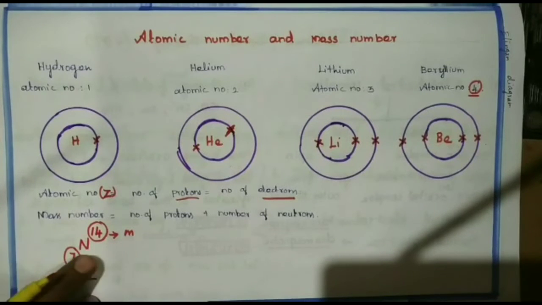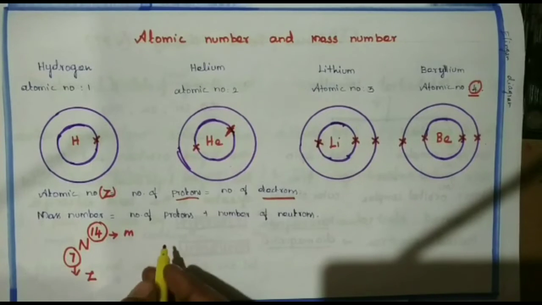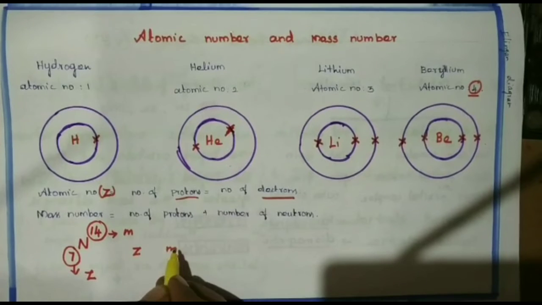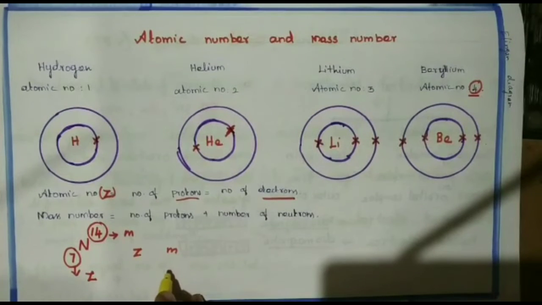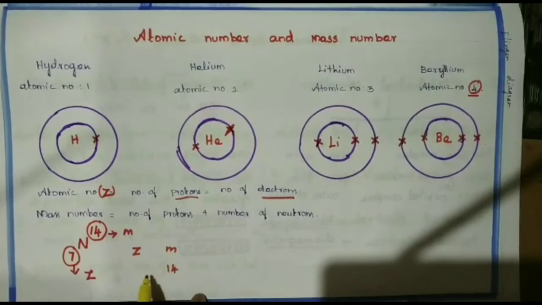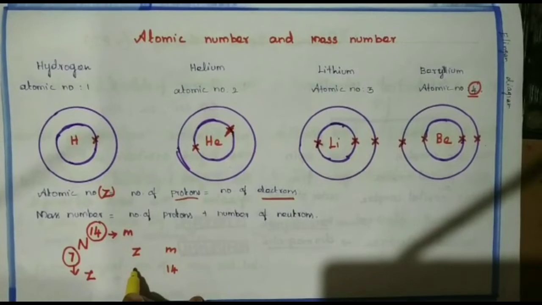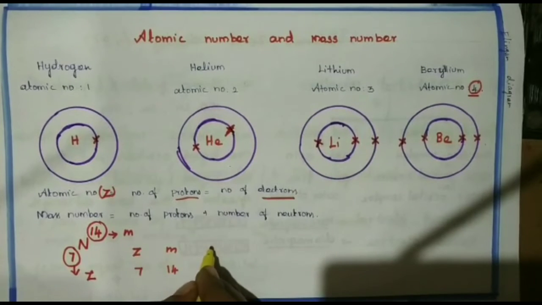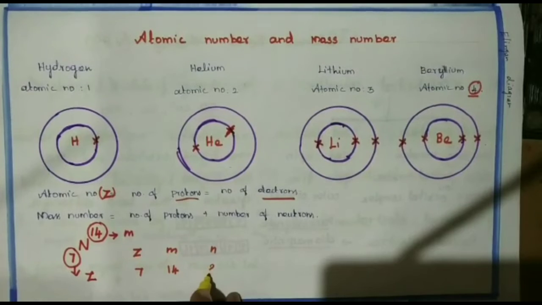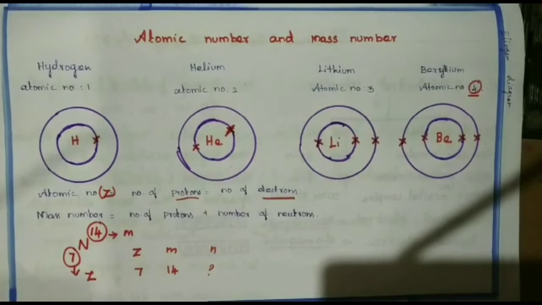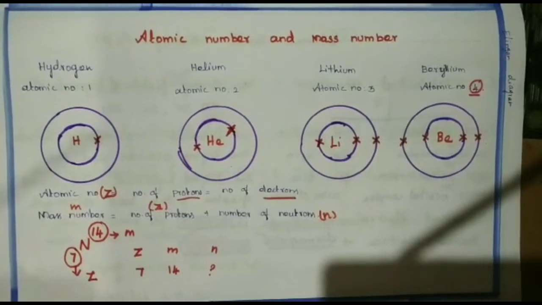Okay, therefore how many neutrons are present in this? Okay, so we know the Z value and the M value. The mass number M is 14, then Z is equal to 7. Okay, the number of neutrons we don't know. How can we find it?